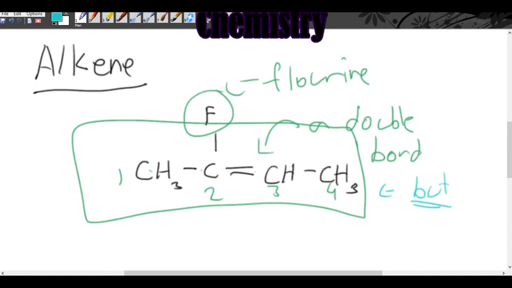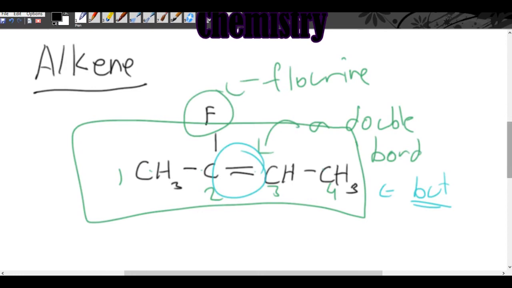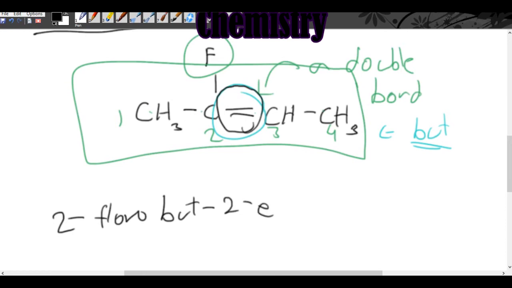And note that since we have a double bond right here, we can call this 2-fluoro, and we also have to name specifically where the double bond is. In this case, the double bond is located at carbon number 2. So we have but-2-ene.